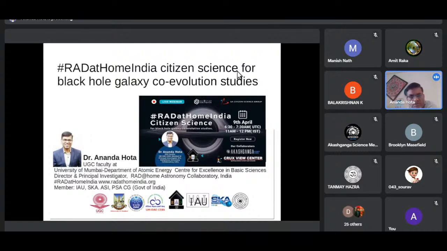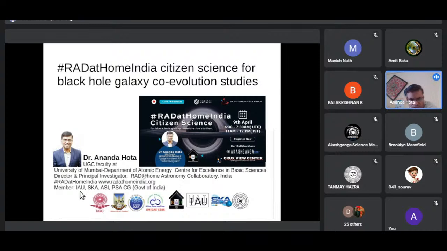And the topic that we focus on in Red at Home, real astronomy discovery sitting at home anywhere in India, is black hole galaxy coevolution, especially using radio data from our own nation's pride Giant Metrewave Radio Telescope and any wavelength telescope that is available, because I'm kind of a multi-wavelength extragalactic person. That is my publication research expertise. As you can see here, I'm a UGC faculty at UM-DAE CEBS. I launched Red at Home in 2013.